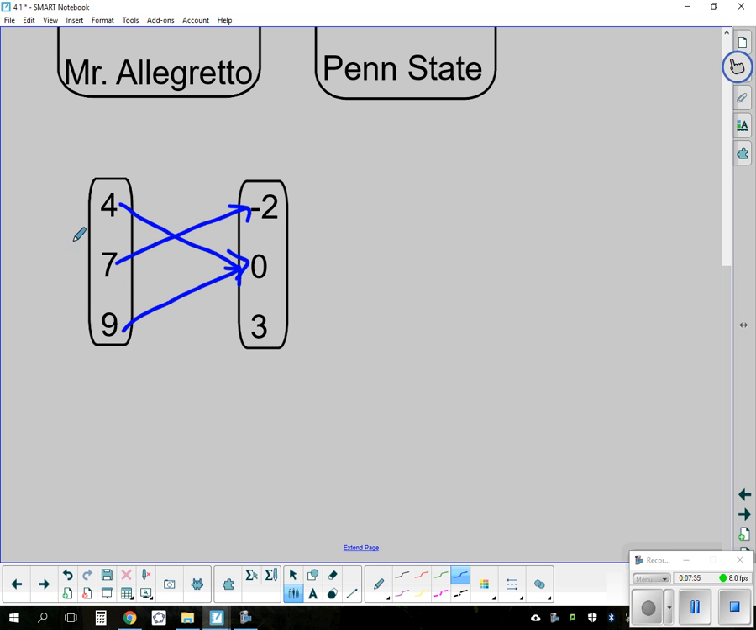By the way, these little drawings that we're making, where we have our input over here and our output over here, and then arrows saying what's connected or what goes to what, that's called a mapping. So if you hear me use the word mapping, that's what they are talking about here. This is a mapping. List your inputs, list your outputs, draw arrows.